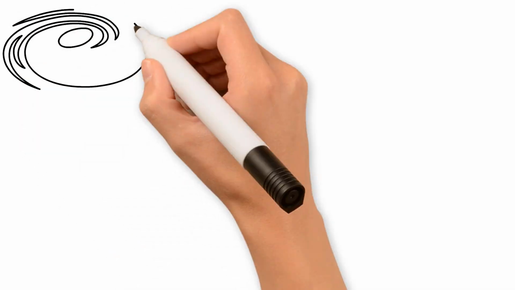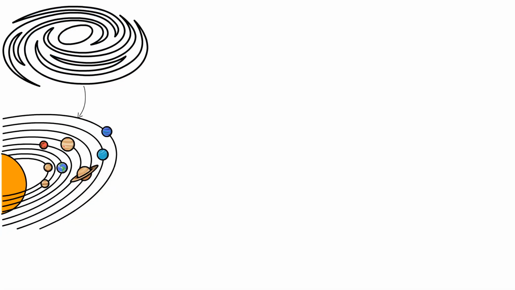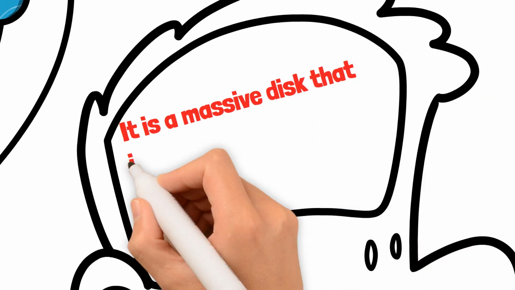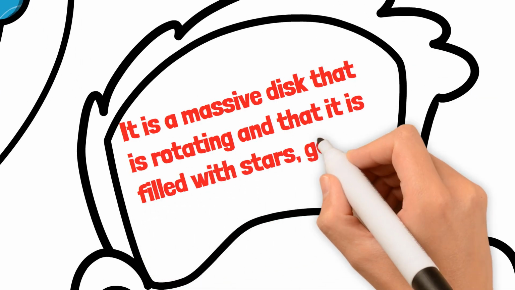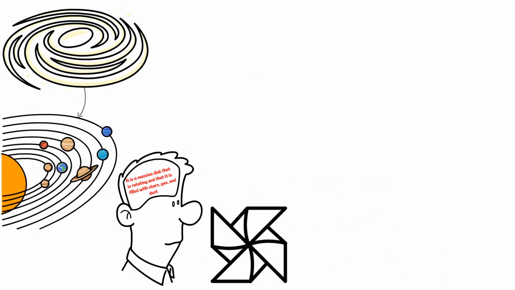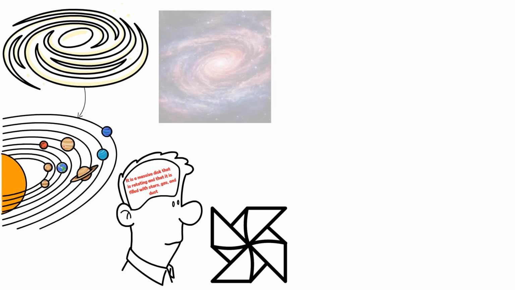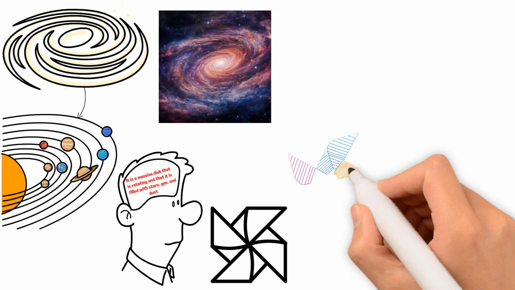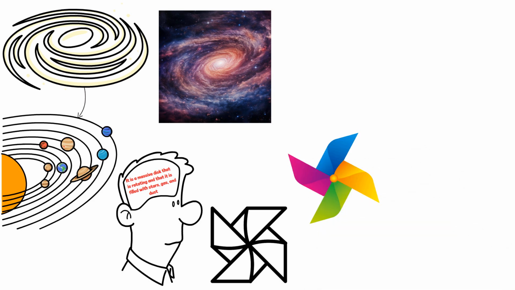The Milky Way, which is the name of the galaxy that we have named after ourselves, is the location where our solar system is located. Imagine for a little moment that it is a massive disk that is rotating and that it is filled with stars, gas, and dust. Its structure is evocative of a massive pinwheel with a center that is both bright and dense, and spiral arms that surround it on all sides.